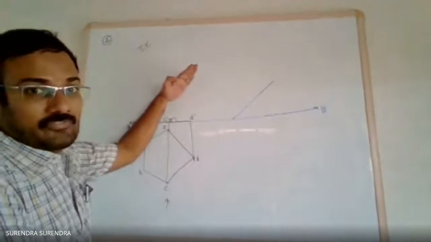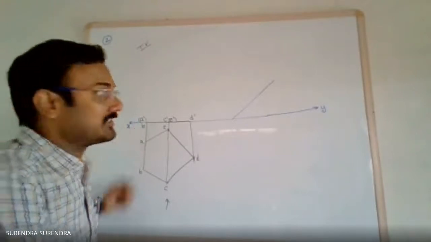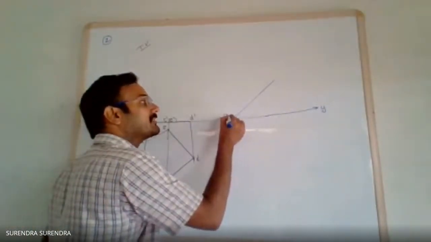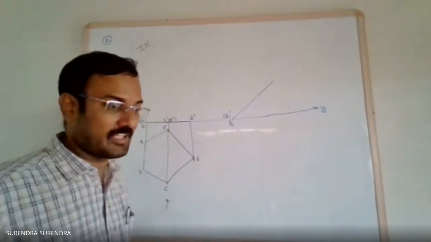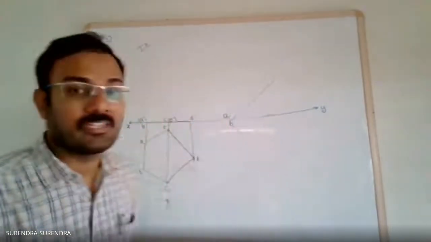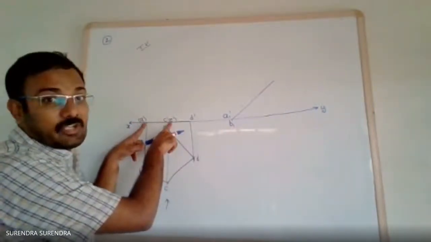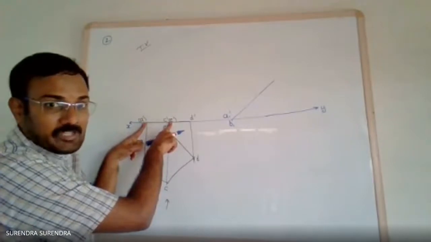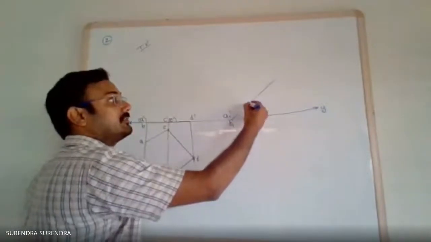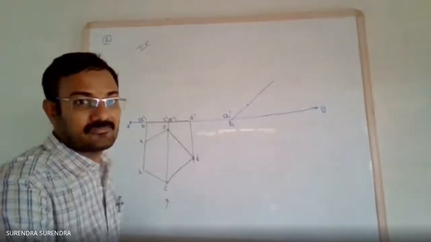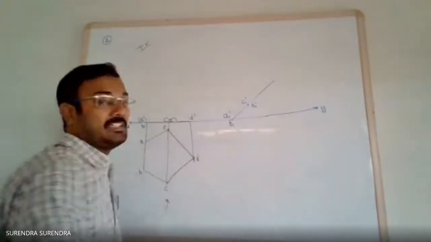So when you rotate this for 45 degrees, points A and B are on the XY line. So name these two points as A1 dash and B1 dash. Now measure the distance from A to C with the compass. With A as center, draw an arc with the distance. You get the points C1 dash, E1 dash.